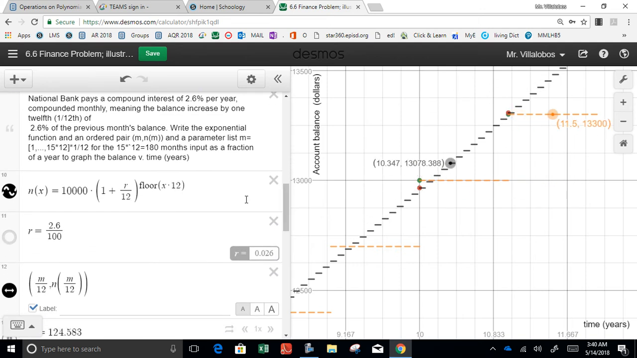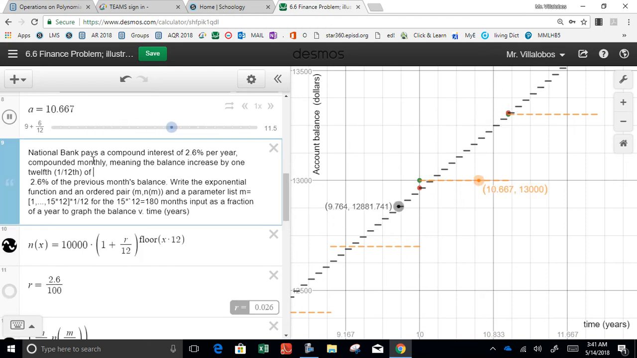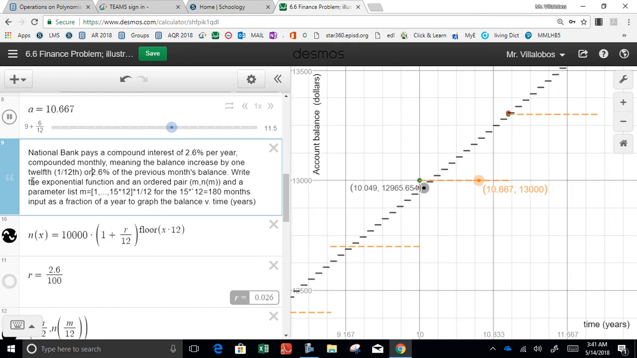On the other hand, National Bank pays a compound interest of 2.6% per year, compounded monthly, meaning the balance increases by 1/12 of the rate, or 2.6%, of the previous month's balance.